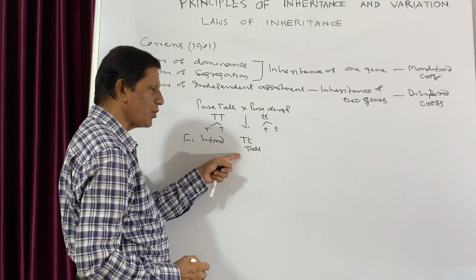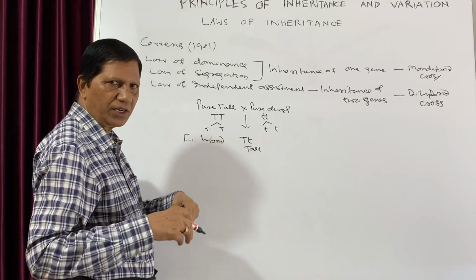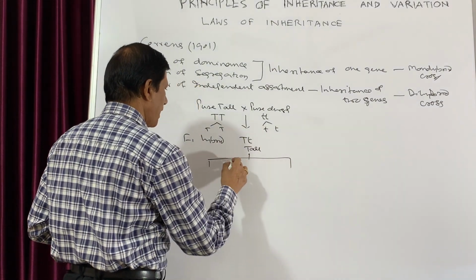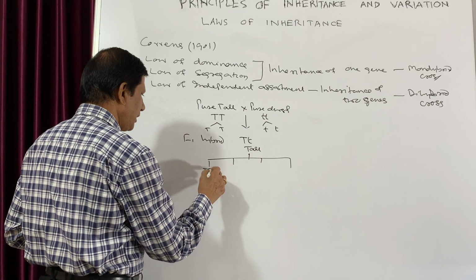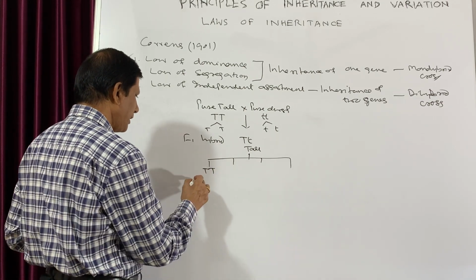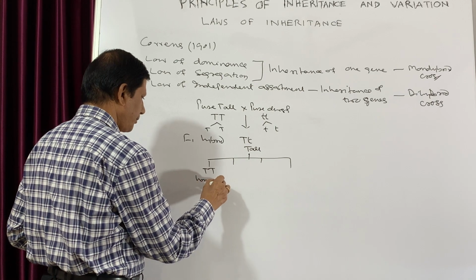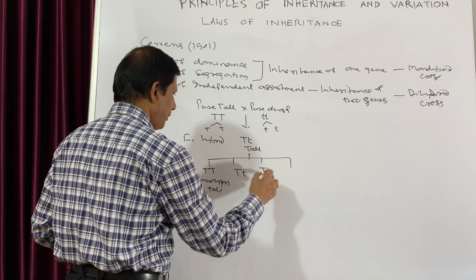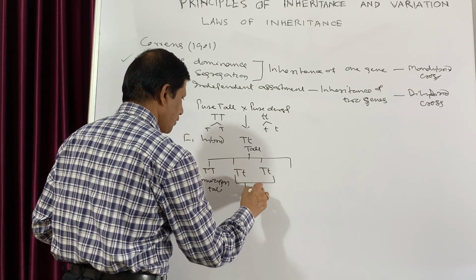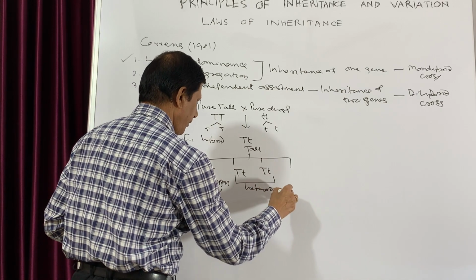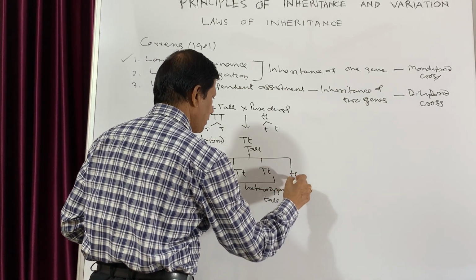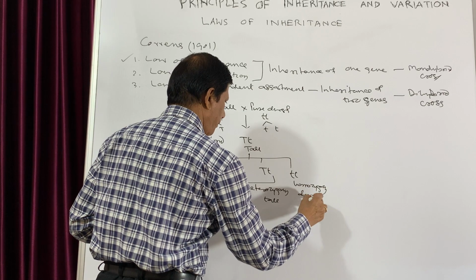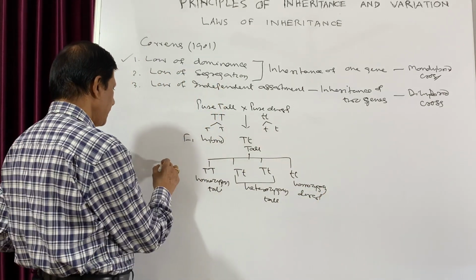And again, when this tall plant of the F1 hybrid was intercrossed for the F2 generation, it gave rise to plants of these forms. One is capital T capital T, this is homozygous tall. Then one is capital T small t and another is capital T small t, these are heterozygous talls. And one is small t small t, this is homozygous dwarf. That means this is the F2.